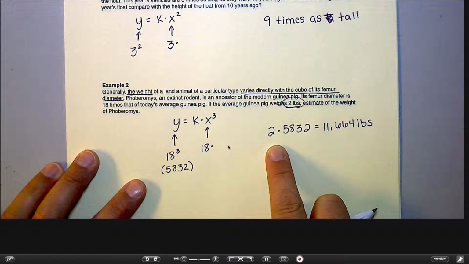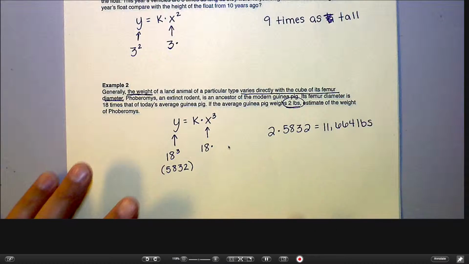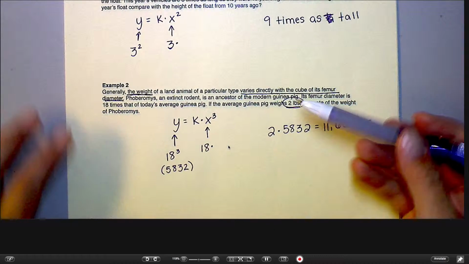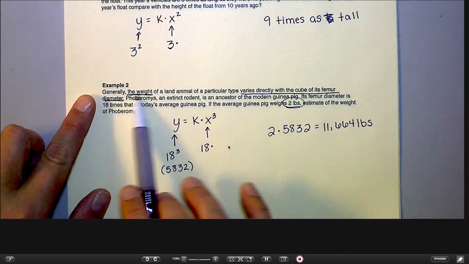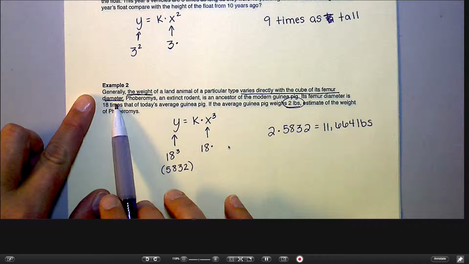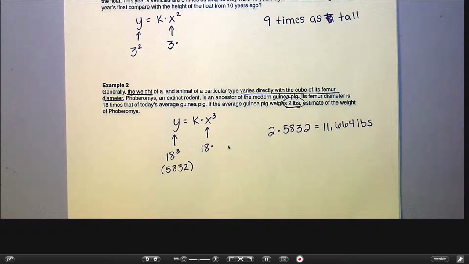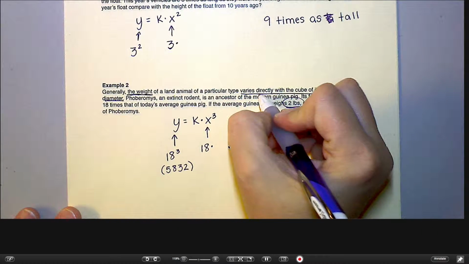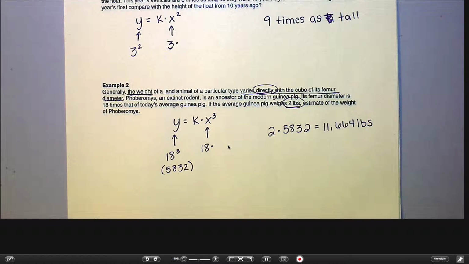Still no? Am I seeing some head shakes? You want me to talk through it again? So I started with my general variation, which is the same as we've been doing. Just make sure you're paying attention because now I'm starting to mix them up on you, if it's direct or inverse, okay?